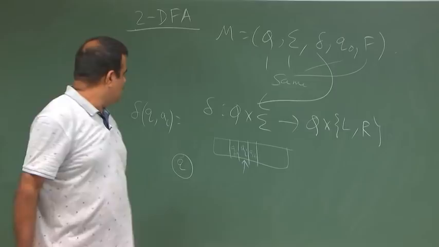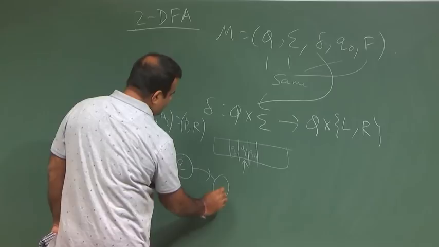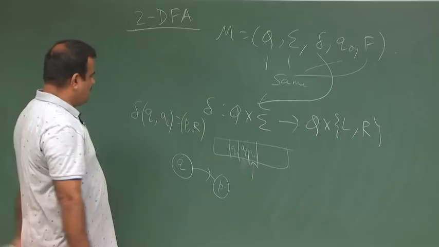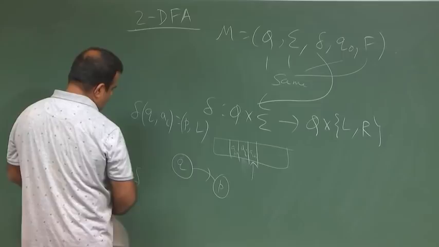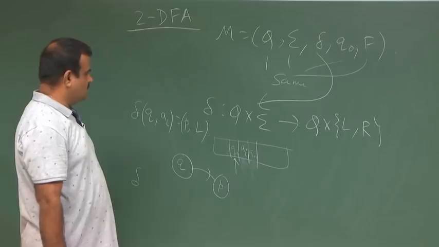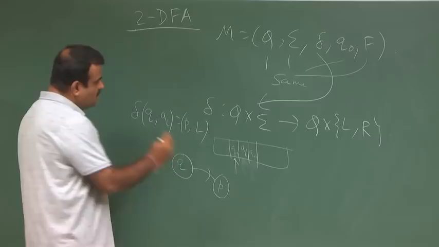So, if it is p comma r, p is a state. It will go to p and the tape head will point to the next symbol, going to the right. But if it is p comma l, it will go to p, but the tape head will point to this one. Okay, that is the difference. So, the tape head for the next move will point to this, and again you have to scan this. So, it is like movement of the head.